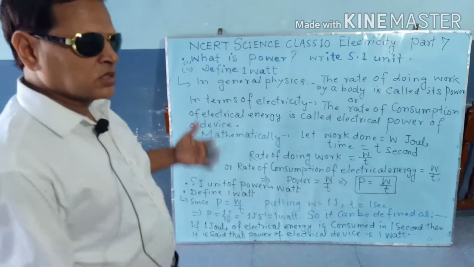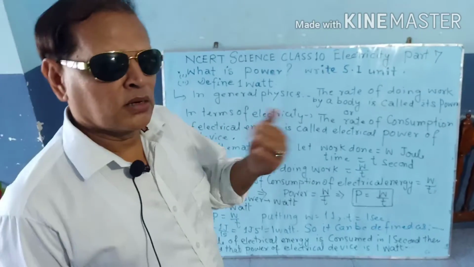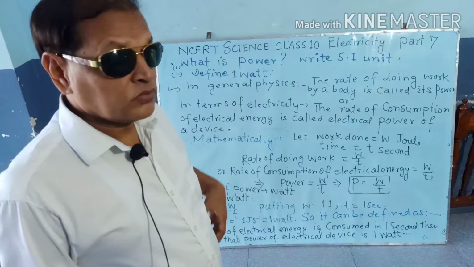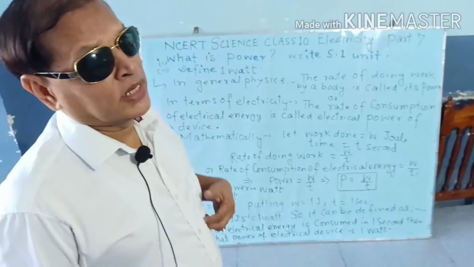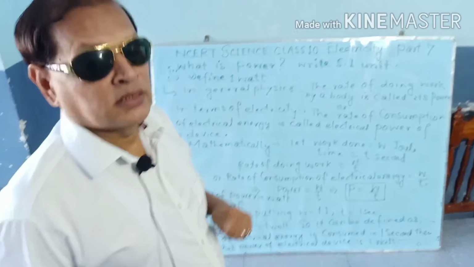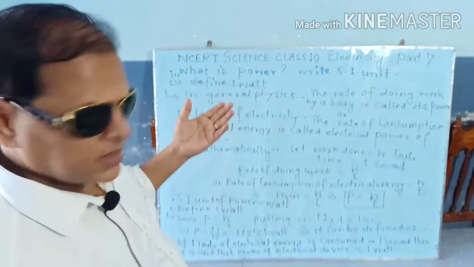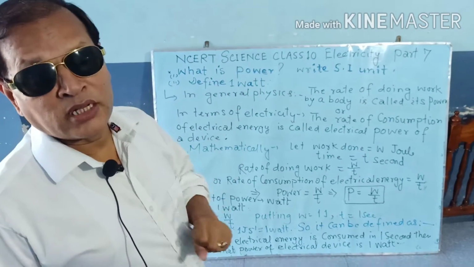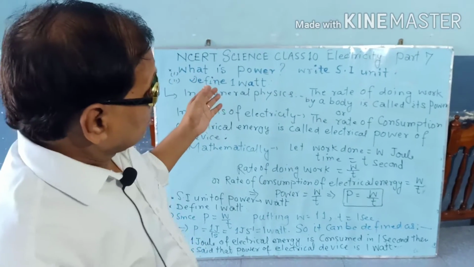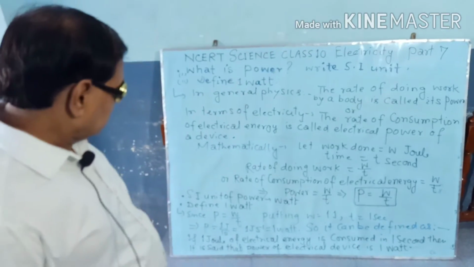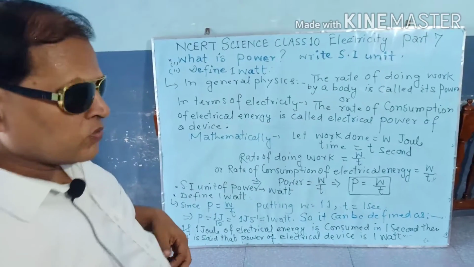Such relations between the lower and upper units must be known, because in many numericals you will be given the other unit, and you will have to change it into the SI unit. We will discuss numericals after finishing this chapter. Especially numerical problems will be dealt with in this chapter. So don't worry about that. The SI unit of power is watt.